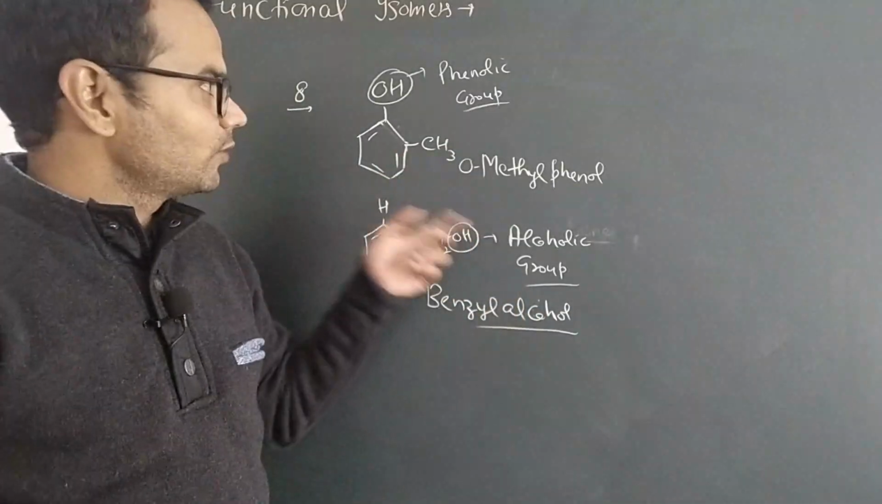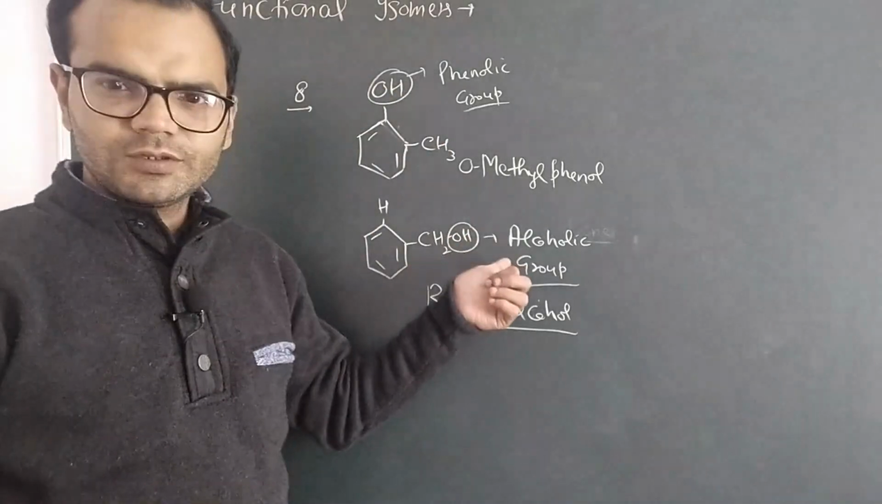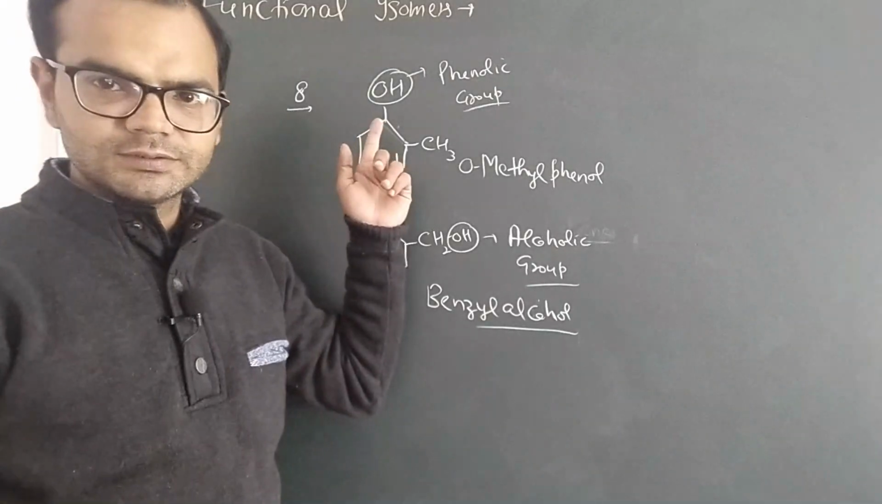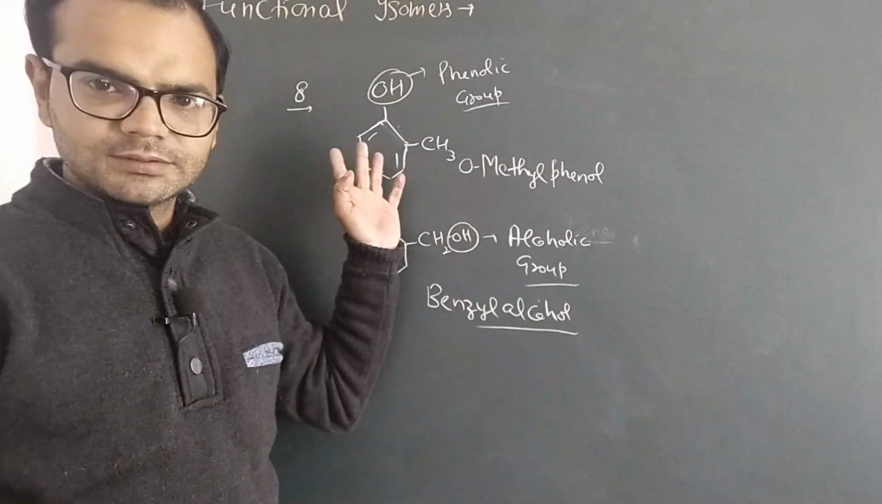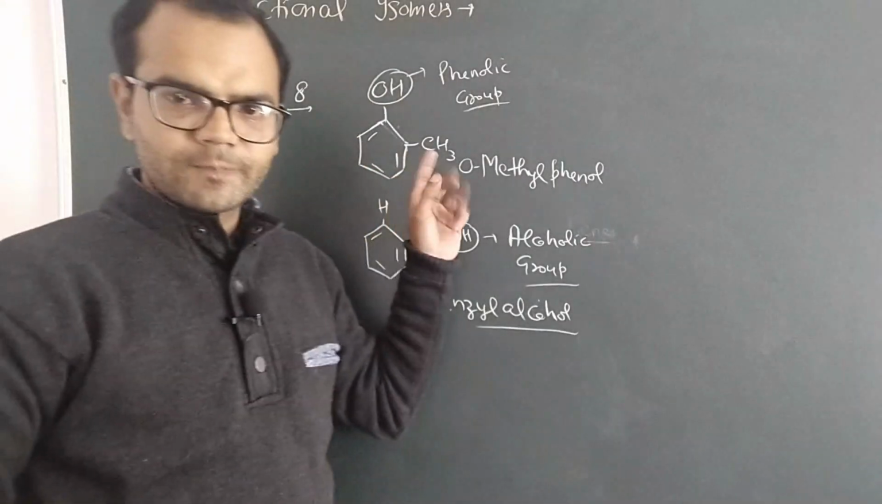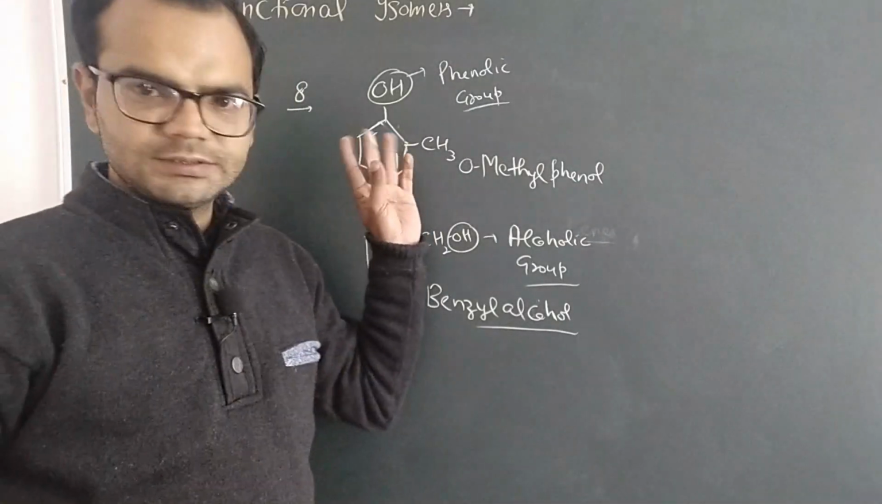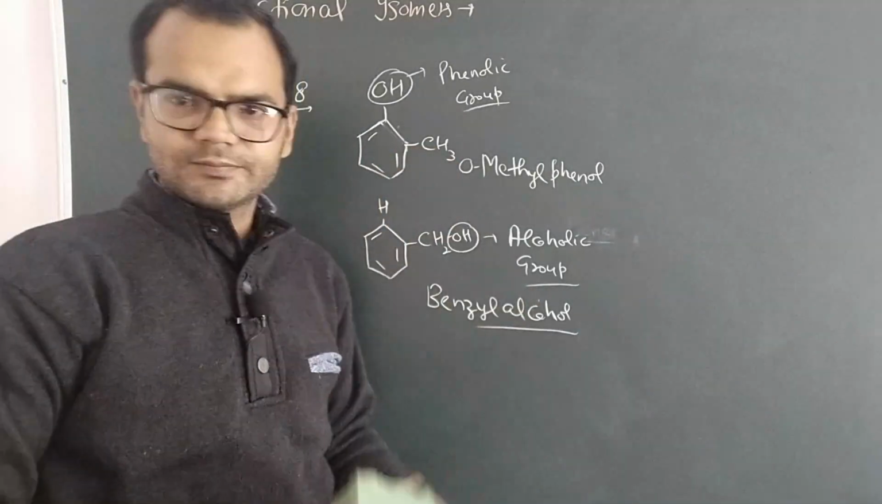So this is quite important. Again, aromatic alcohols and non-aromatic alcohols, they are also functional isomers. So in total we have 8 functional isomers, right? In the next segment we will cover metamers and tautomers, the remaining types of structural isomers. So that's it for today.